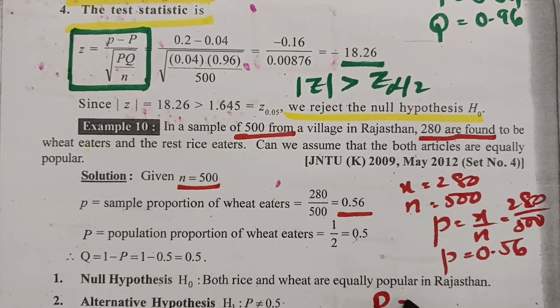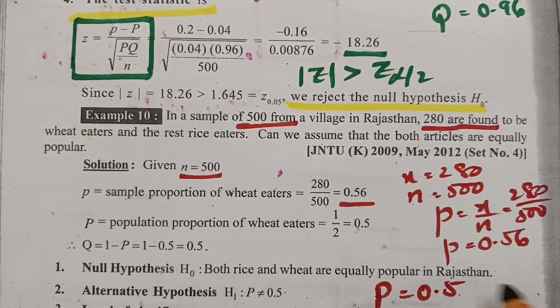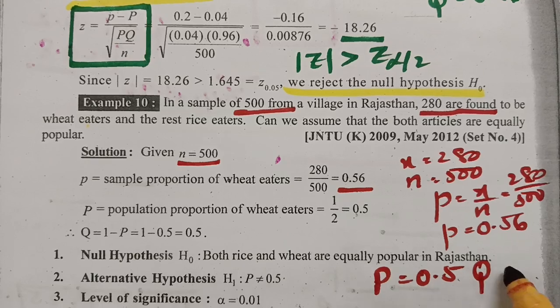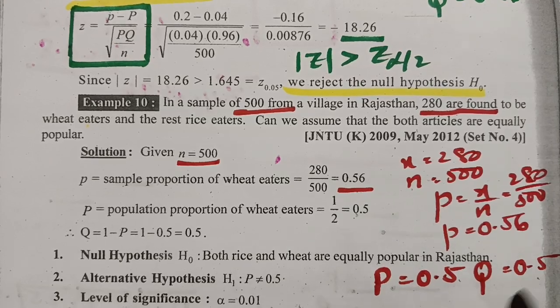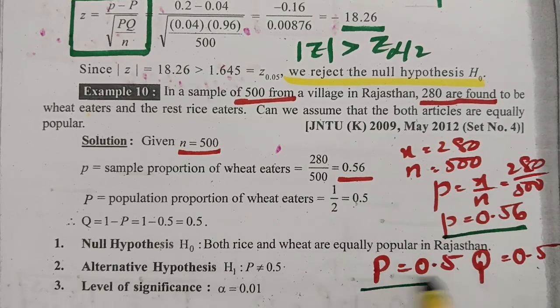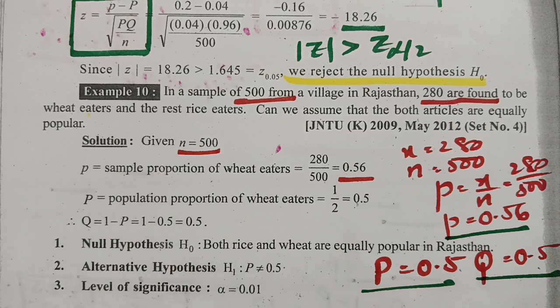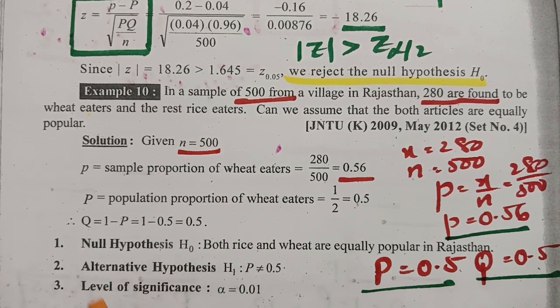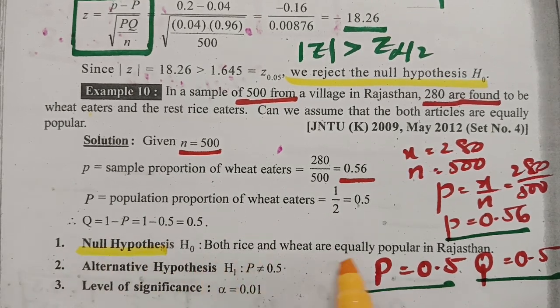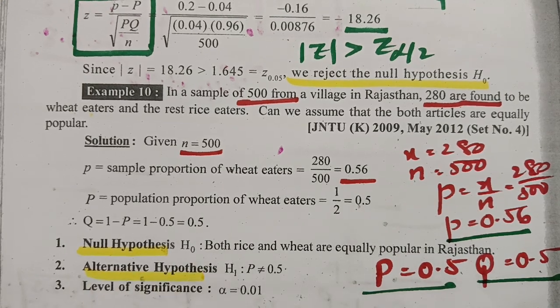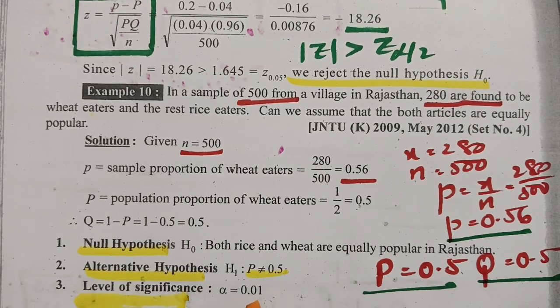And capital P: the number of wheat eaters is half, and the number of rice eaters is half. So these three are the values required, that is small p, capital P and capital Q. And therefore, for the null hypothesis, as usual, we say that both the rice and the wheat eaters are equally popular in Rajasthan. Alternate hypothesis, p not equal to half. Level of significance, at 0.01 level of significance.